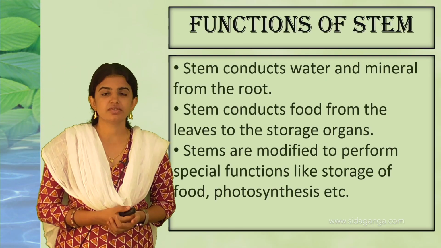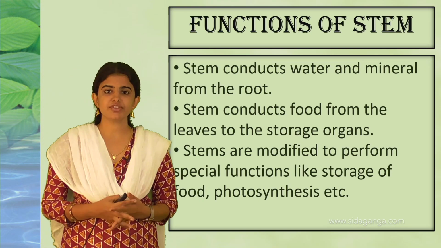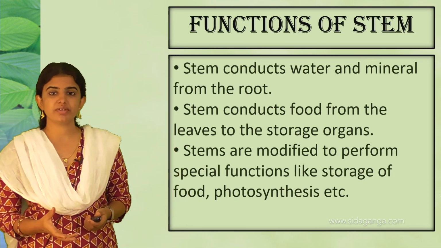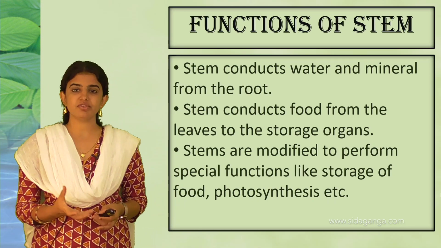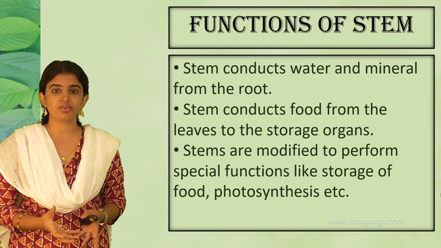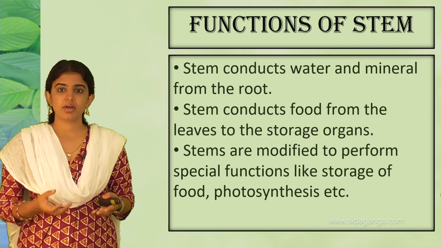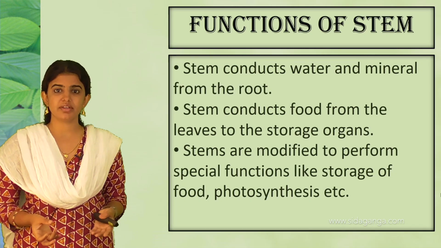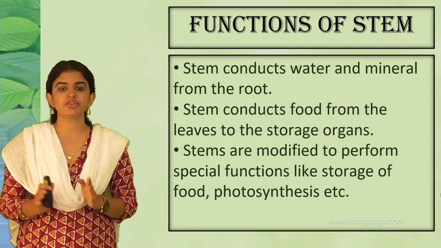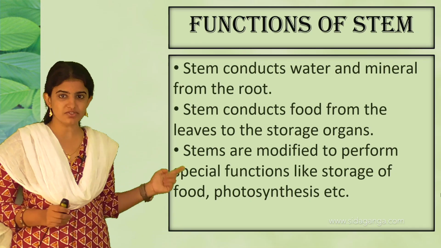Next one is the functions of the stem. The first function is that the stem acts as a storage organ, which stores food items like turnip, radish, and carrot. These are stems modified to perform special functions like storage.